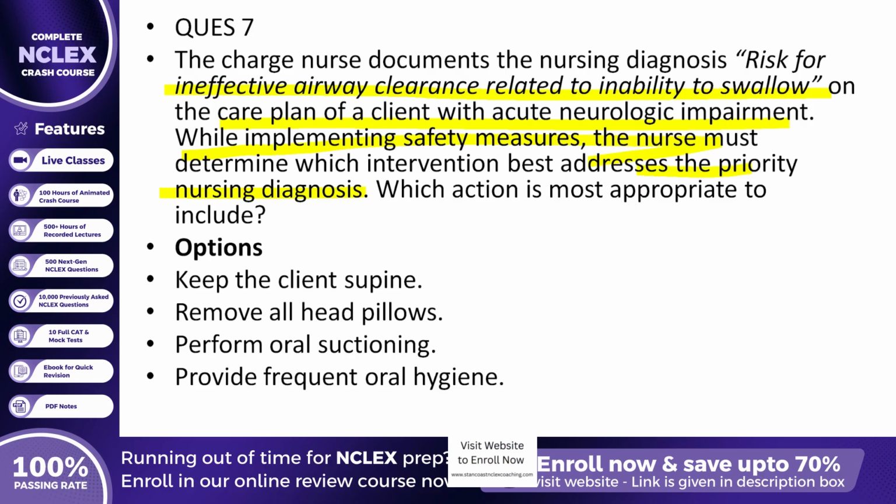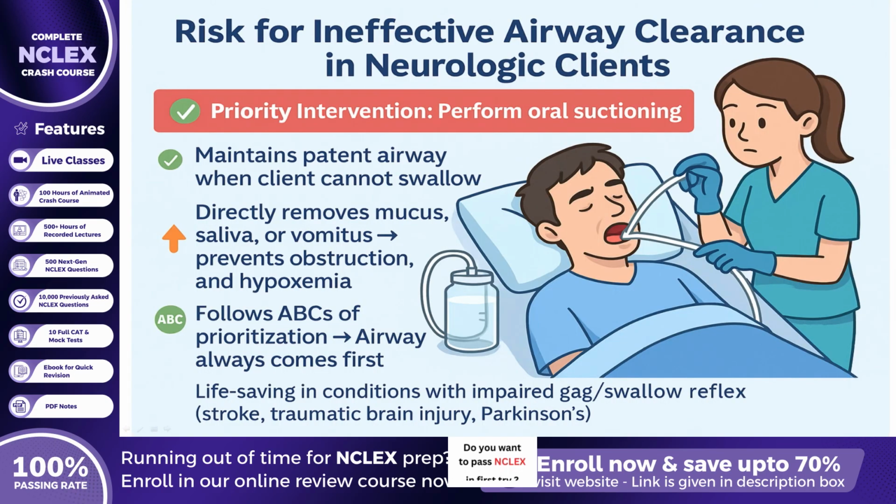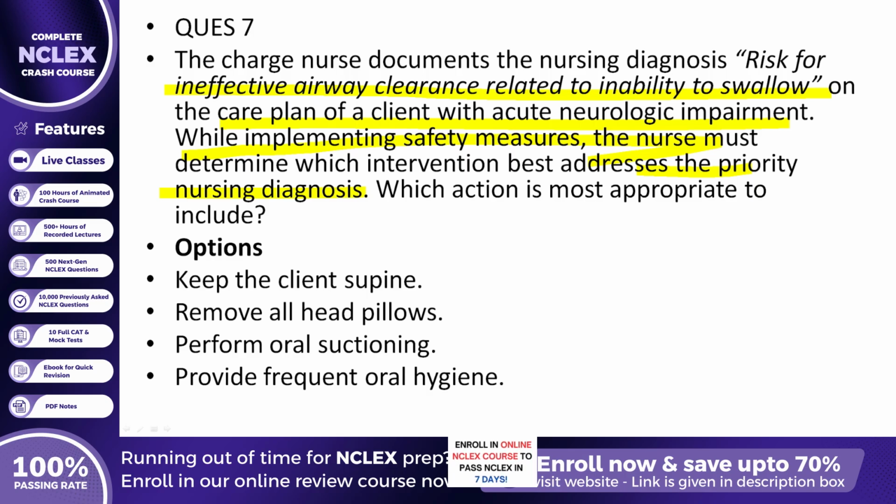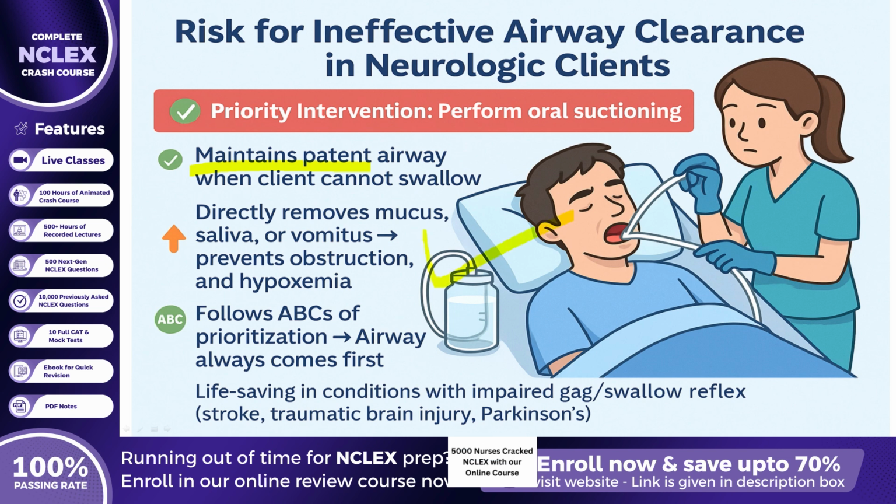The priority intervention for a client who cannot swallow and is at risk for ineffective airway clearance is to maintain a patent airway. When a client cannot effectively clear secretions, oral suctioning is required to prevent obstruction, aspiration, or hypoxemia. Suctioning directly removes mucus, saliva, or vomitus that could occlude the airway and compromise oxygenation. This intervention aligns perfectly with the ABCs of prioritization: airway, breathing, circulation, where airway always takes precedence. In neurologic conditions such as stroke, traumatic brain injury, or advanced Parkinson's disease, impaired gag and swallow reflexes make suctioning not only appropriate, but often life-saving.